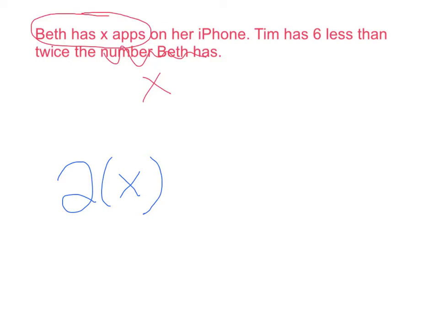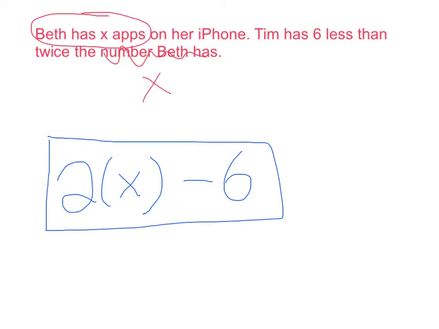So that's how much Beth has right there, it's x. He's got 2 times x, but he's got 6 less than that, so we have to subtract 6 from that. Alright, so that's how many apps Tim has, 2x minus 6.